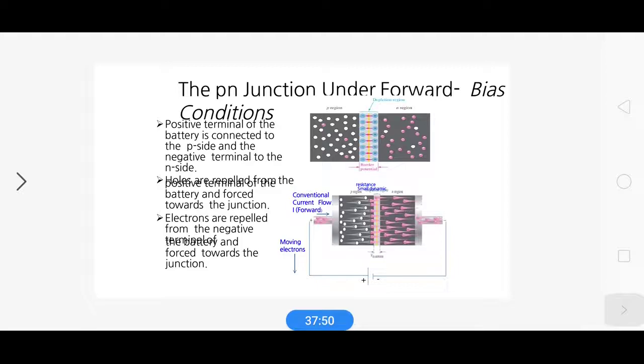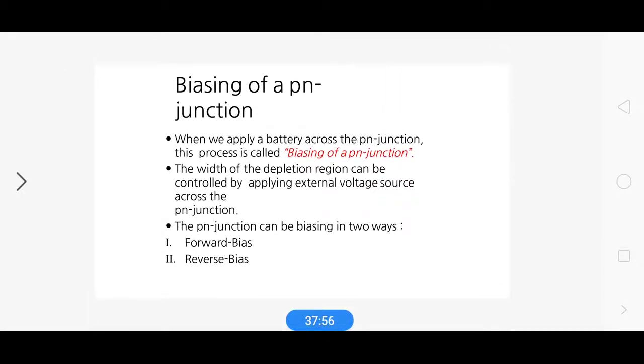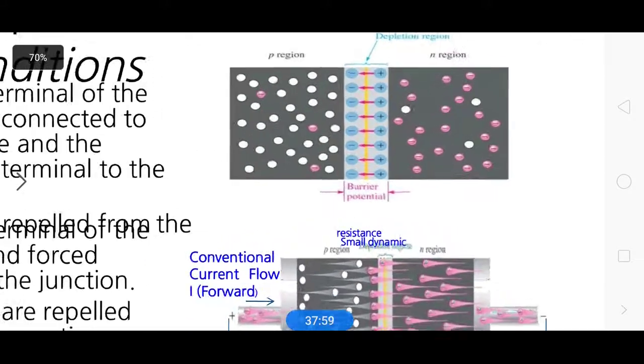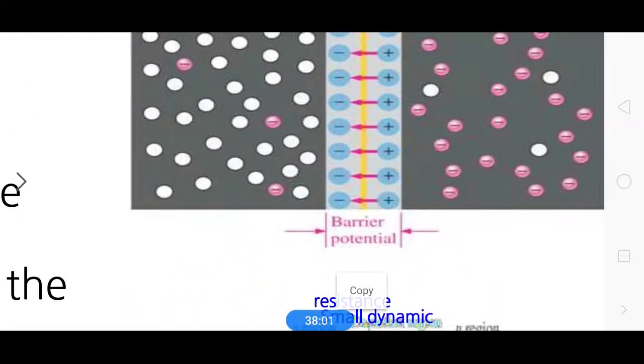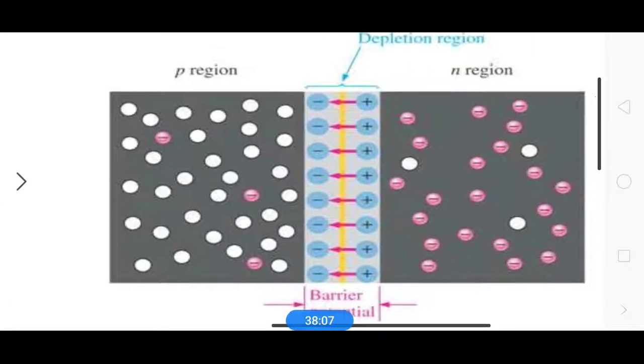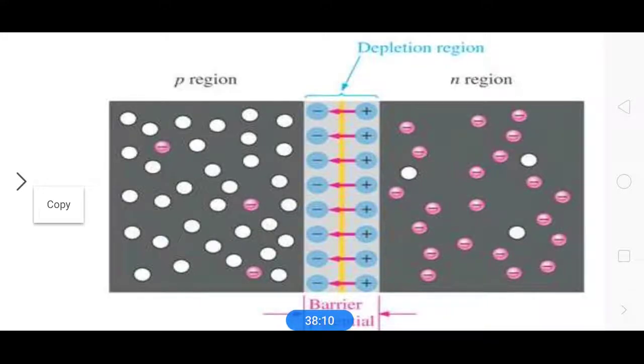So you can see in the slide it is clear that this is the depletion layer, between the positive and negative terminal of the battery. See these white color circles are the holes, and here pink color these are the electrons. In the P region there are minority charge carriers as electrons, and in the N region the white color circles indicate the minority charge carriers that are holes.